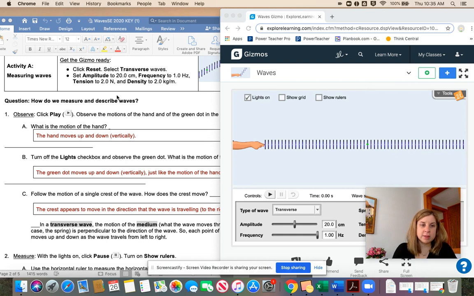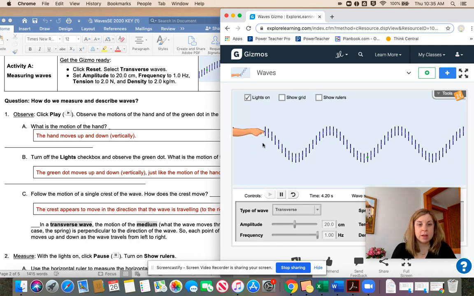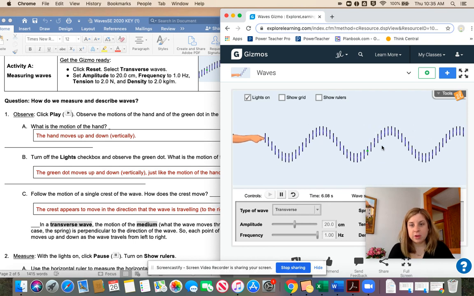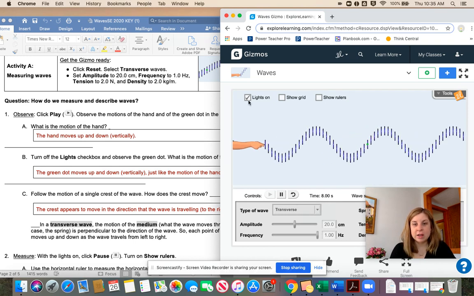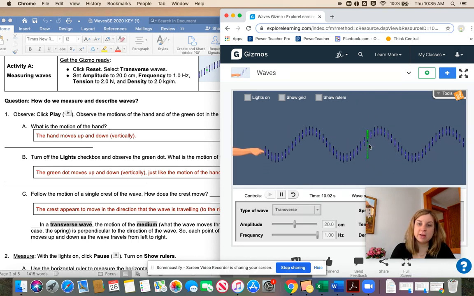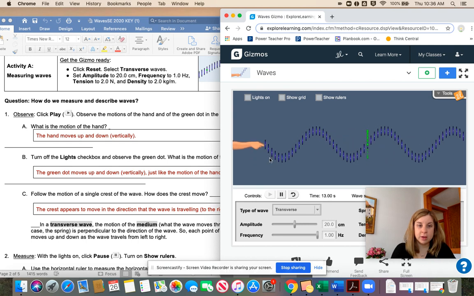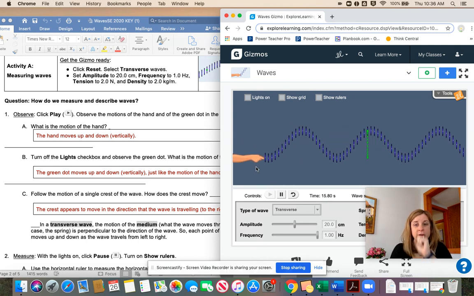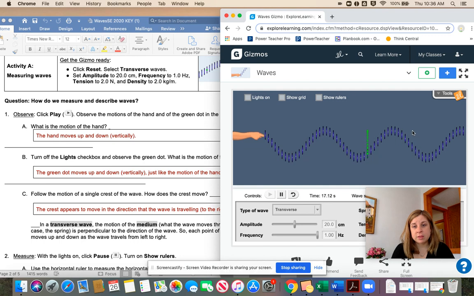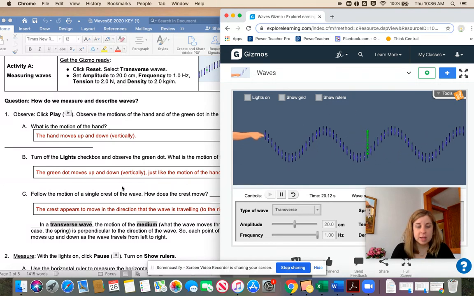So we have those all set up, and we press play, and you should see, like I said, the same thing. The wave motion, the hand moves up and down, and what is the green dot doing? Now, I know the green dot is kind of hard to see here, so I'm going to turn the lights off, okay? You can see that green dot, and that green dot is going up and down with the hand, okay? And then the crests appear to be moving left to right, okay? So they're moving in this direction, okay?